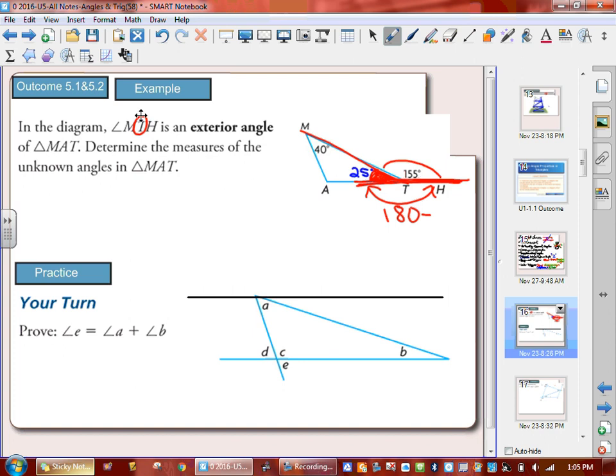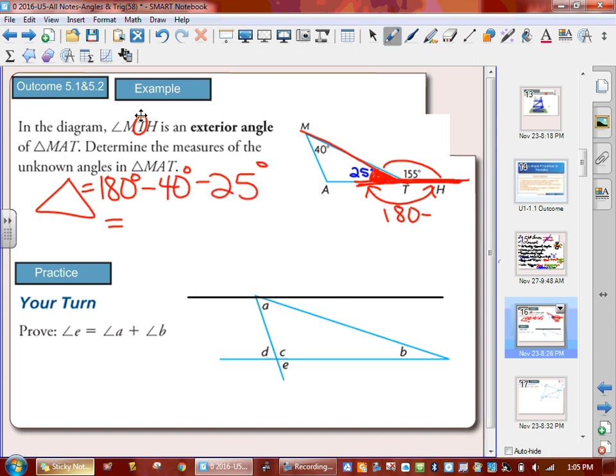So now I know 2 numbers out of 3 for my triangle. We know all triangles are 180 degrees. I'm going to subtract 40 degrees and subtract 25 degrees, and that's going to give me my missing angle. So how big is my missing angle? 115 degrees.